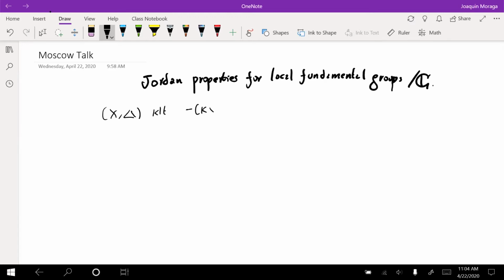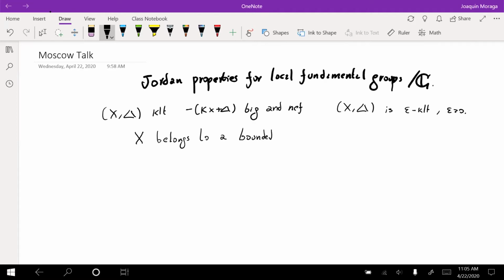with negative K_X plus Delta big and nef, and we can sort of control the singularities of this guy away from 0. So we say that (X, Delta) is epsilon-klt, where epsilon is positive, then X belongs to a bounded family. So I will recall later maybe the definition of epsilon-klt singularities. Okay, and here X is a projective variety. So these are projective pairs.